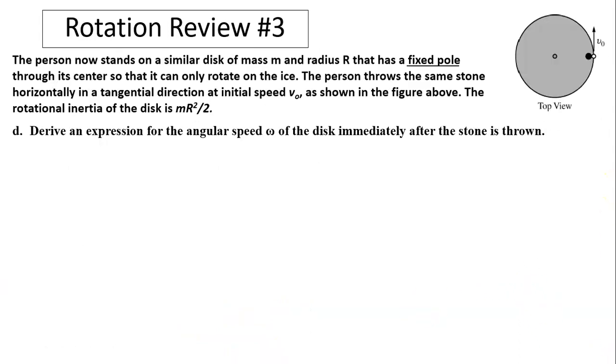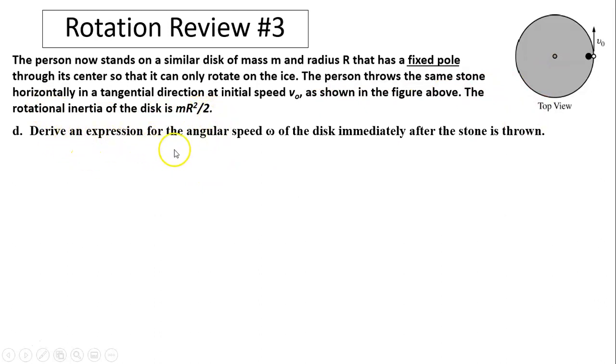Now the question has changed. Now the person stands on a similar disk of mass m and radius r that has a fixed pole right in here through the center, so that it can only rotate. It's not going to move linearly or in translation. It doesn't have translational motion, so we only have rotational motion. Now the person throws the same stone horizontally in a tangential direction at an initial speed of V naught. As shown in the figure, the rotational inertia of the disk is mr squared over 2.